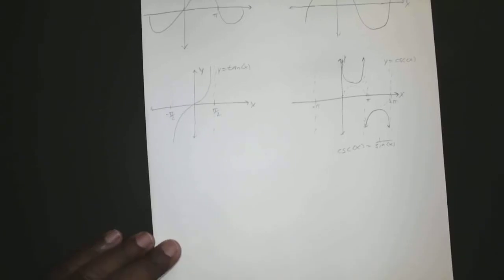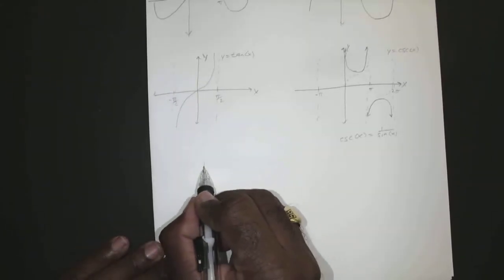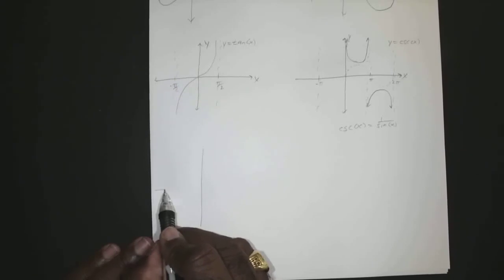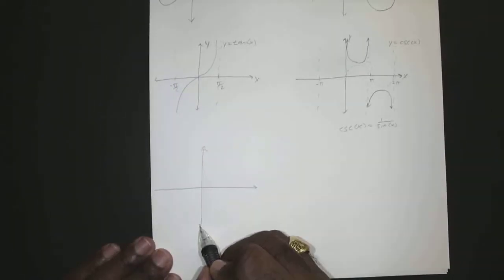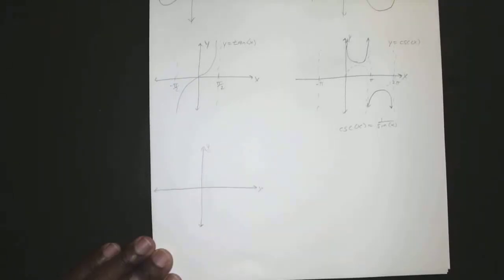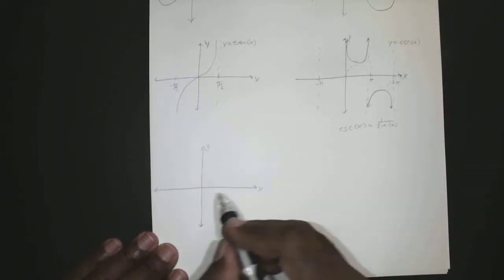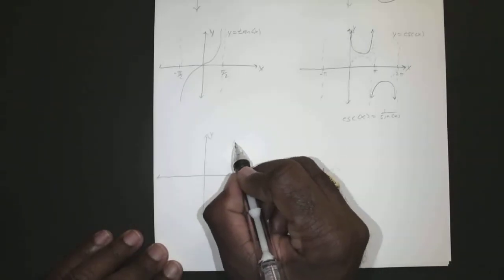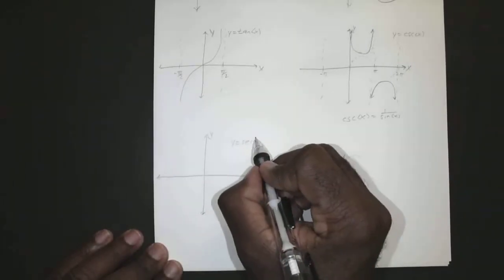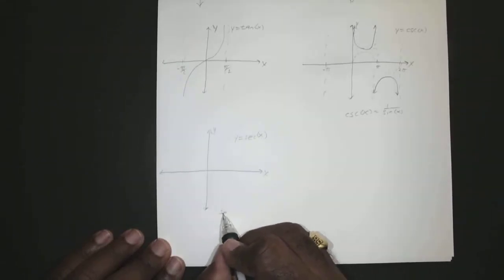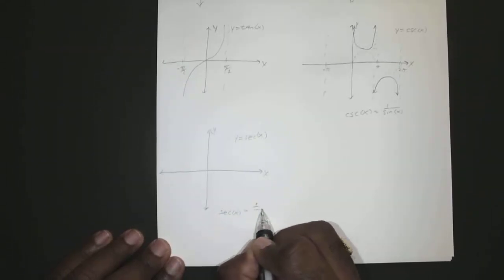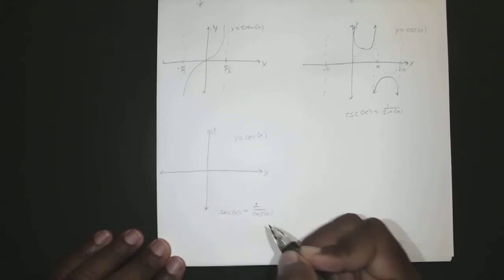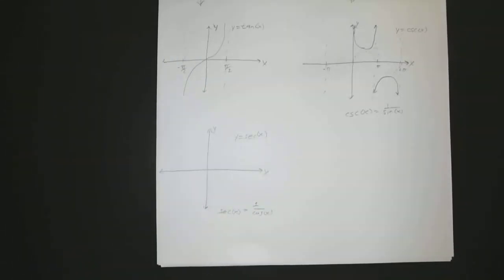Okay, so we do the same thing for secant. Okay, so remember y equals secant. I may have to move that up a little bit. We know that secant of x is equal to 1 over cosine. So that means our cosine of x can't equal 0, which means it can't be pi over 2, 3 pi over 2, 5 pi over 2, etc., and so on and so forth.